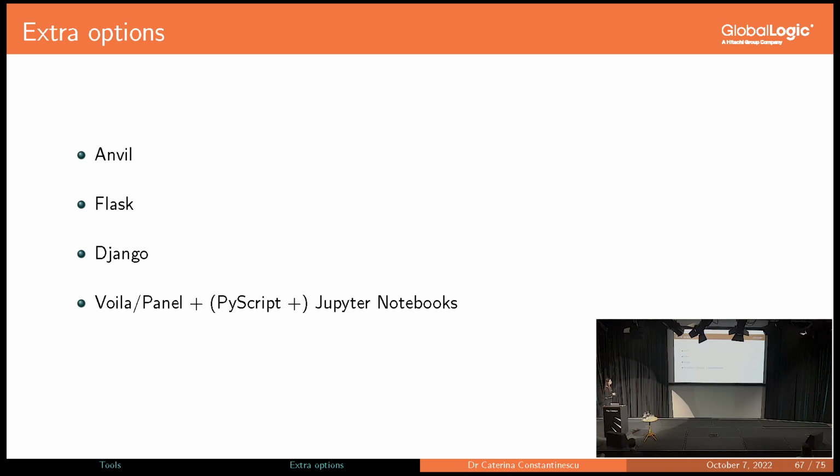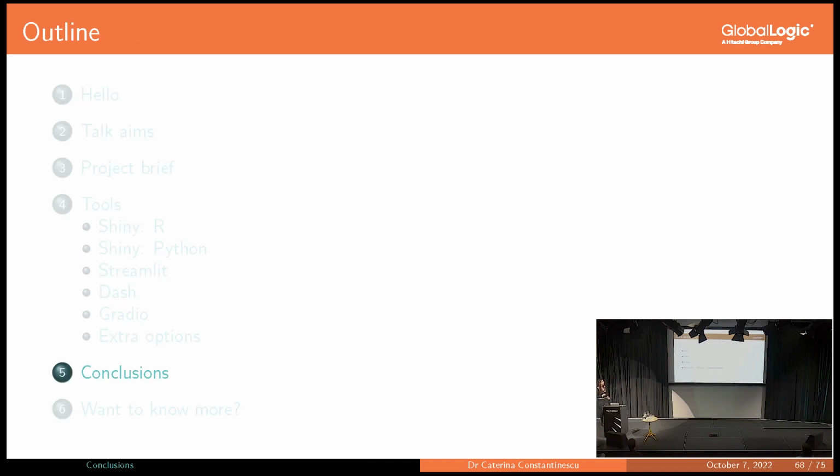So Voila and Panel combined with Jupyter Notebooks would help you in scenarios where you already have your work stored in a notebook and it's only much later in the process of development that you realize that, hey, what this project would benefit from is making that notebook interactive. So that's where those come in.